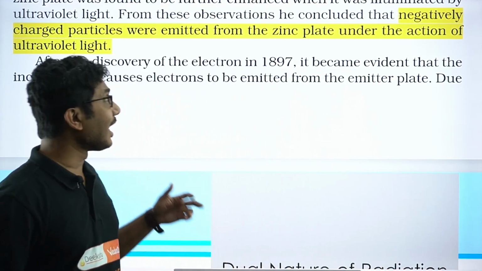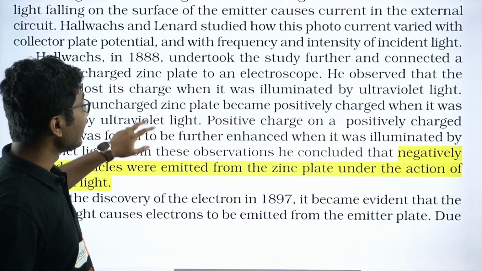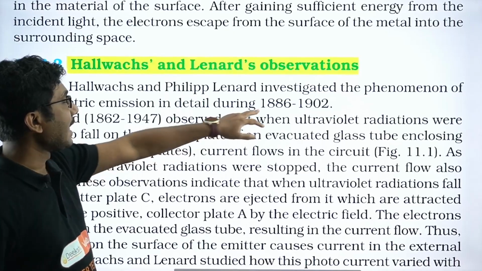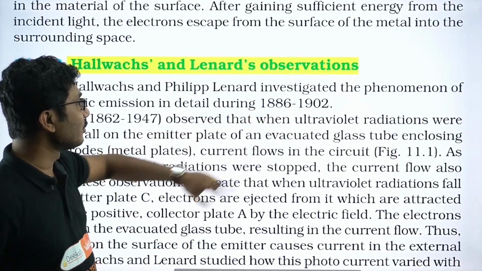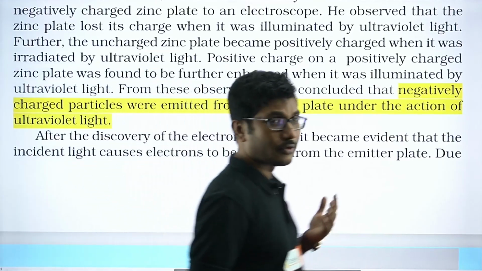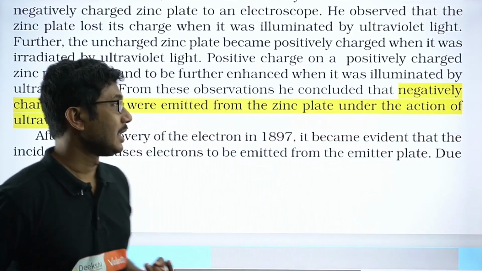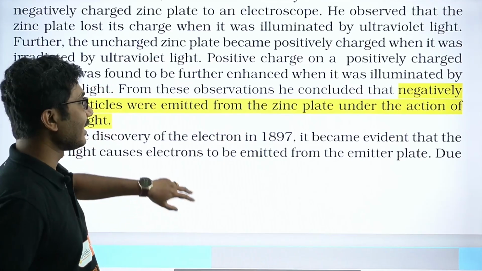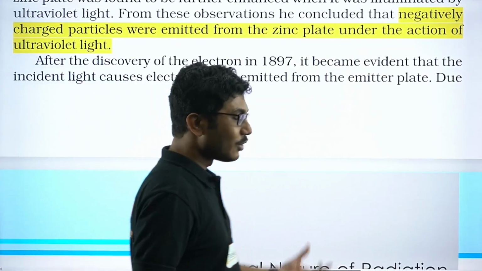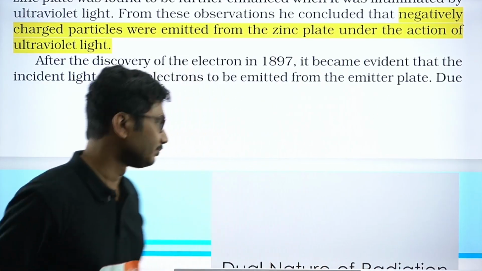This was even before the discovery of the electron. The experimentation was very old, not super new: 1886 to 1902, almost 124 to 130 years ago. And we know that in 1897, J.J. Thomson discovered electrons. So they now realized that whatever is coming out of that surface is basically electrons.